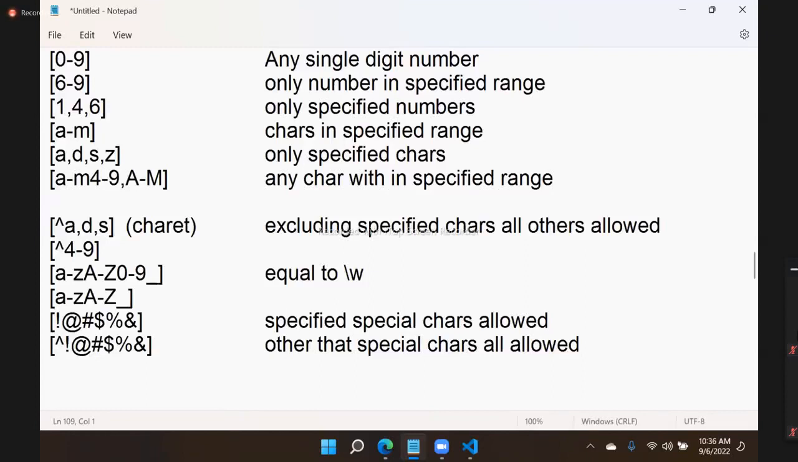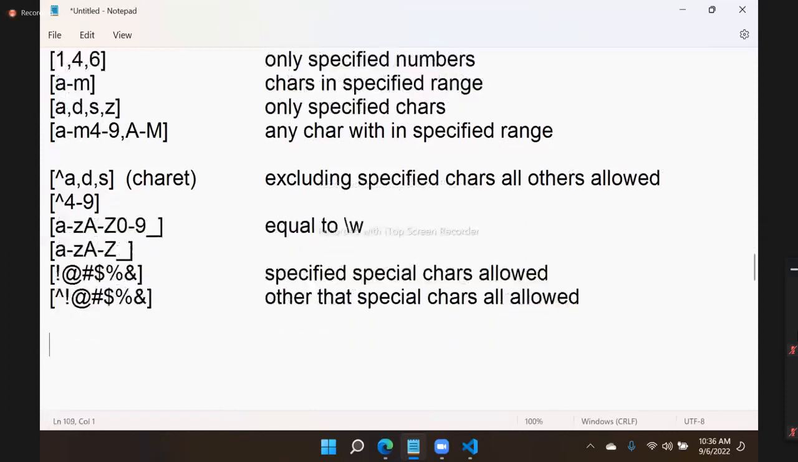Suppose I want a mobile number of 10 digits. How will you write it? What is the easy way? This is not the easy way: /D/D/D/D. This is risky. That means you have to write it 10 times. To overcome this, we have a concept of quantifiers. Quantifiers are used to mention the quantity of characters to enter.